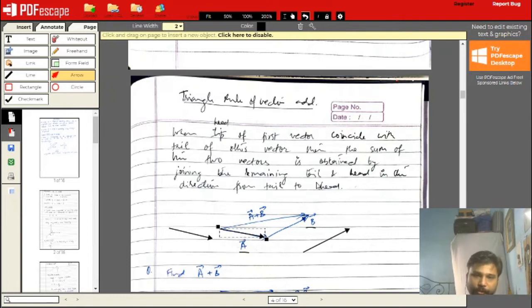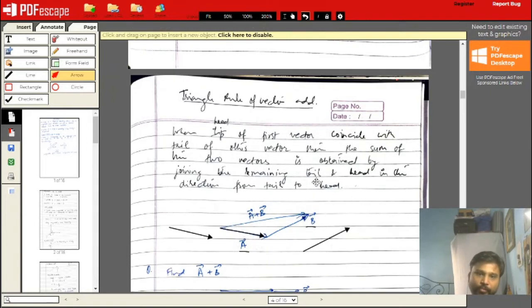So we joined this tail. This was the remaining tail. This head was coinciding with this tail. This is the remaining tail. This is the remaining head. So we have joined the remaining tail and head in the direction from tail to head. So this is a very useful way to find addition of any two vectors which you want in any case. So this was the rule.